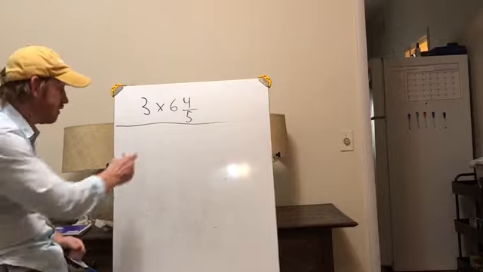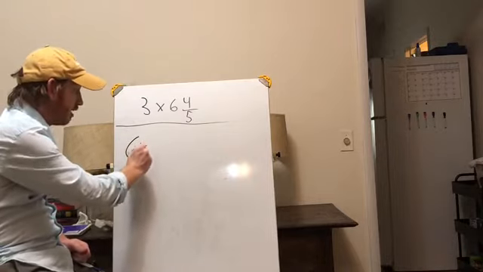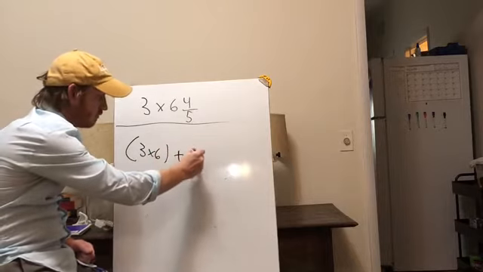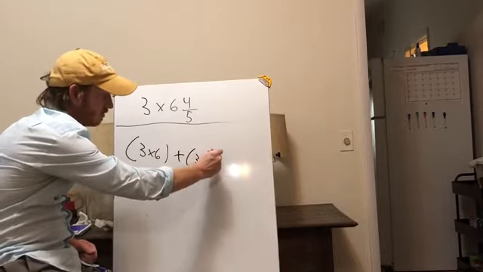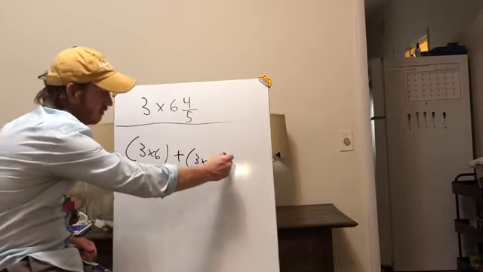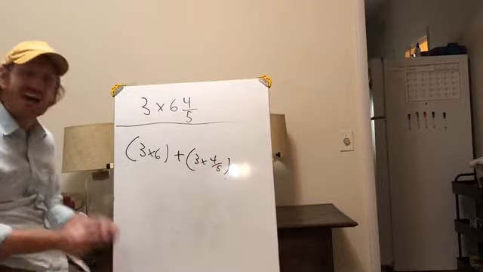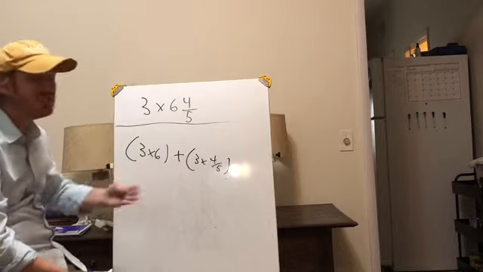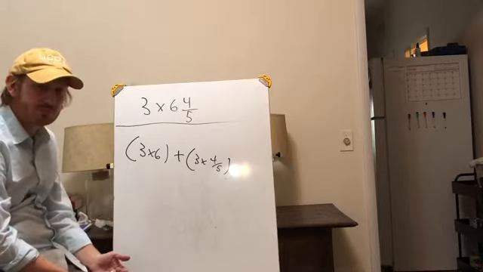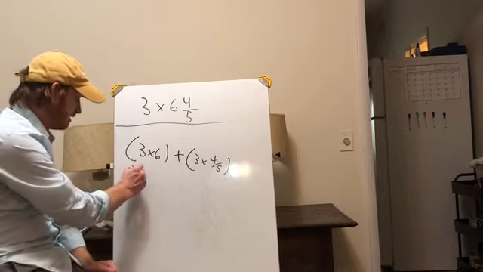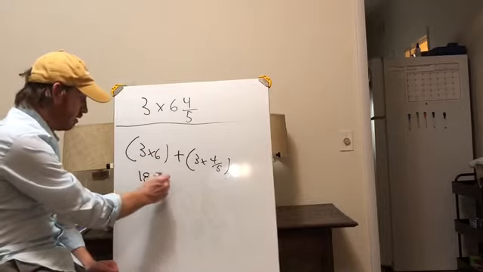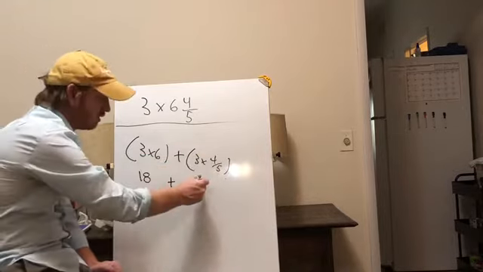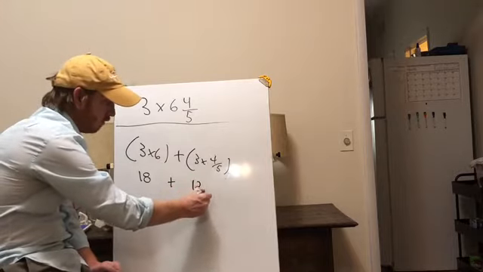Using the distributive property, I'm going to break that up to 3 times 6 plus 3 times 4 over 5. I've taken something that was complicated and I've made it easier using the distributive property. 3 times 6 is 18. 3 times 4 over 5 is 12 over 5.